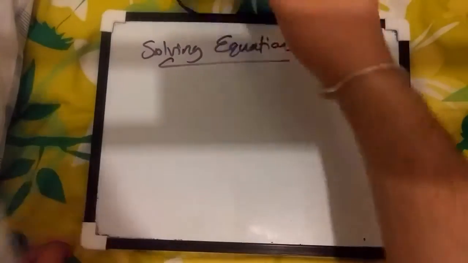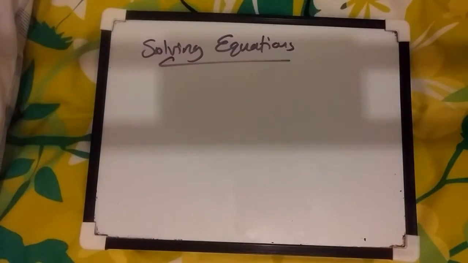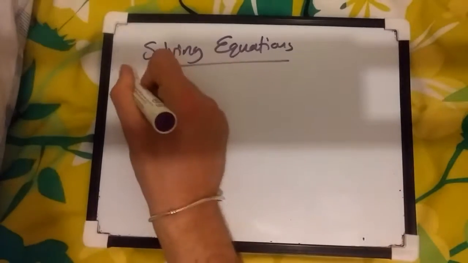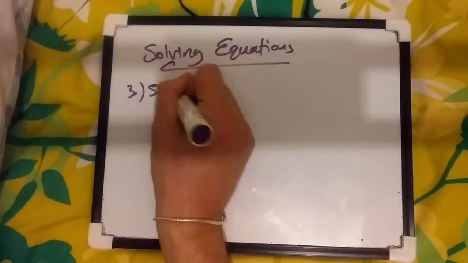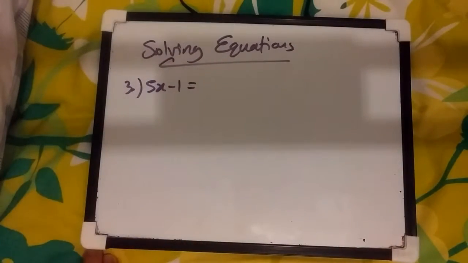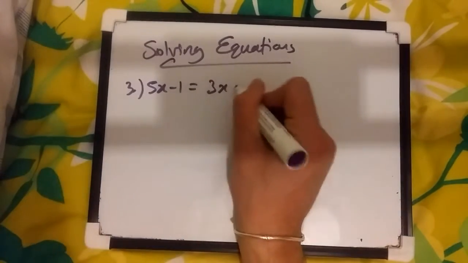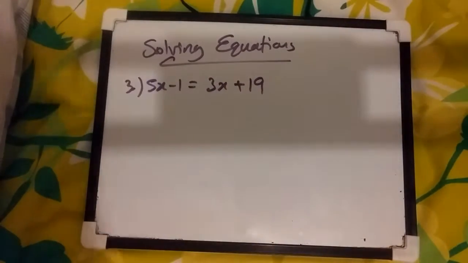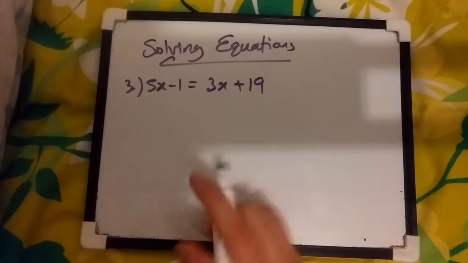Let's move on to number 3. The next one is 5x minus 1 equals 3x plus 19. The people who design these questions are purposely making the answers whole numbers.